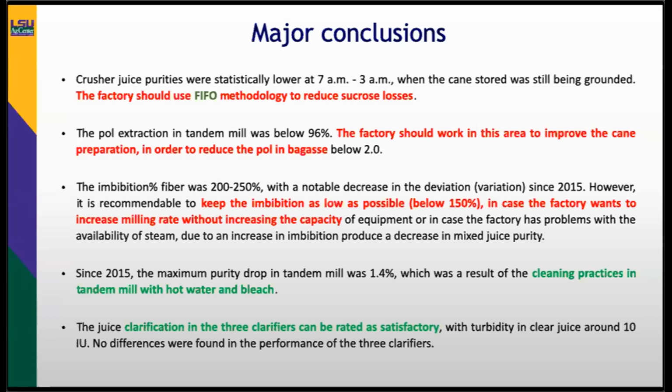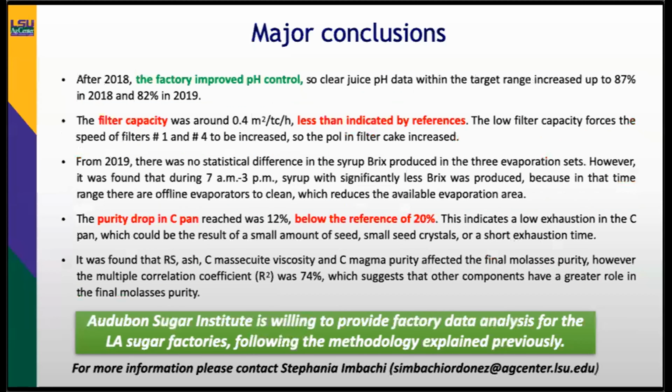The juice clarification in the 3 clarifiers can be rated as satisfactory, with turbidity in clear juice around 10 units, and we didn't find any differences between the 3 clarifiers that they are using. After 2018, the factory improved the control of the pH of the juice. So the clear juice pH data within the target range increased up to 87% and 82%.